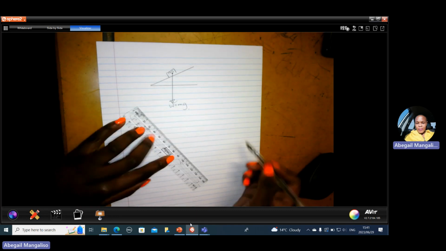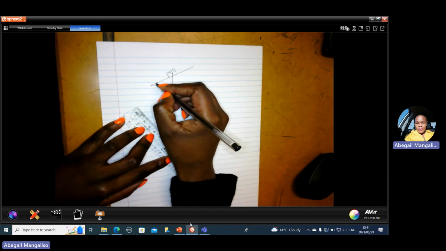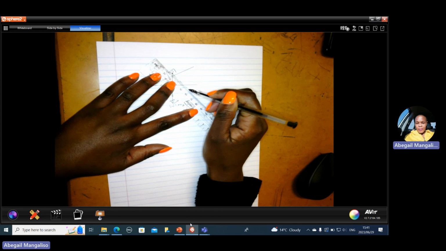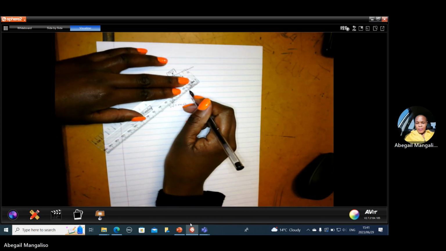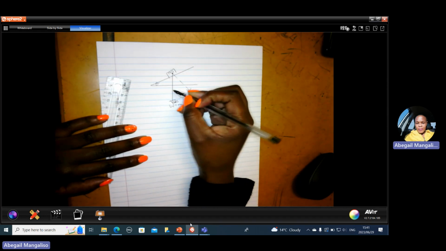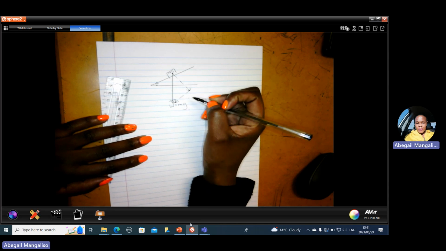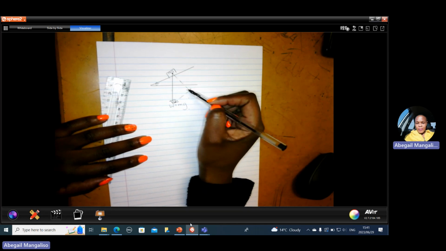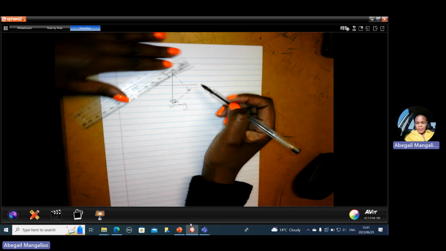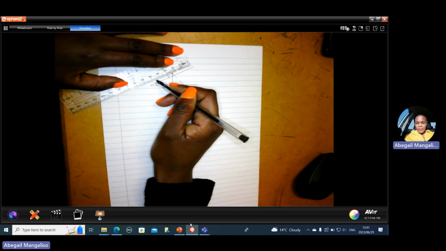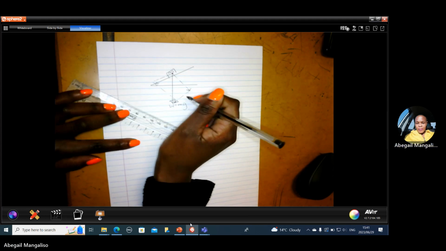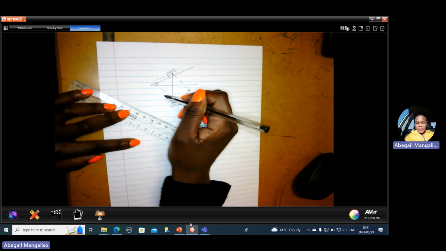Now, since this weight is not perpendicular to the plane, we resolve it into two components that replace this weight and produce the same effect. This one is perpendicular and this one is parallel to the plane. If we complete a parallelogram, these components will be like this. This component is this one, and this component is this one.